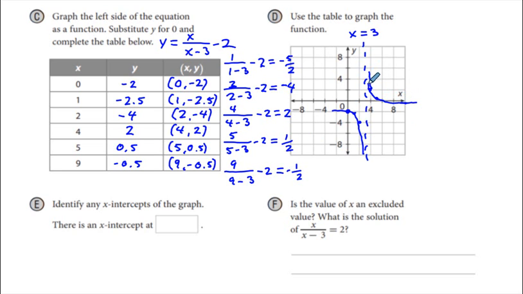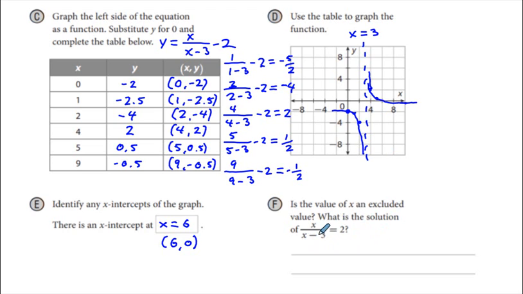And so what we have, E, identify any x-intercepts of the graph. There is an x-intercept at, looks like 2, 4, 6. At x equals 6, and sometimes you can write this instead as a coordinate pair, 6, comma 0. And then F, is the value of x an excluded value? Is 6 an excluded value? No, the excluded value is 3.